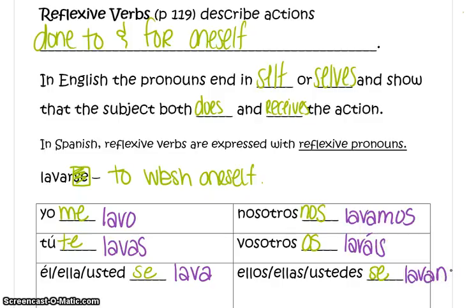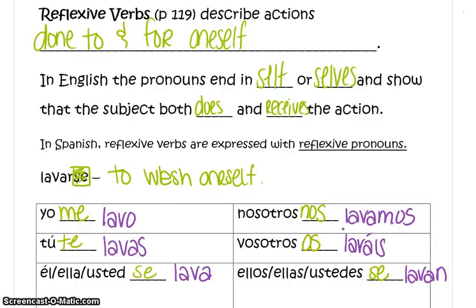So me lavo means I wash myself. You can see how this is being done to the person who is actually doing the action. The tú form, te lavas, you wash yourself. The él, ella, usted form, se lava, he or she washes him or herself. Nos lavamos, we wash ourselves. Os laváis, you all wash yourselves in Spain. And se lavan, they wash themselves.